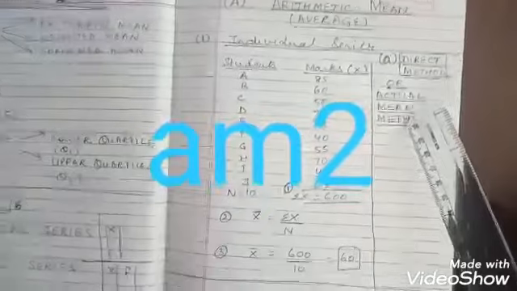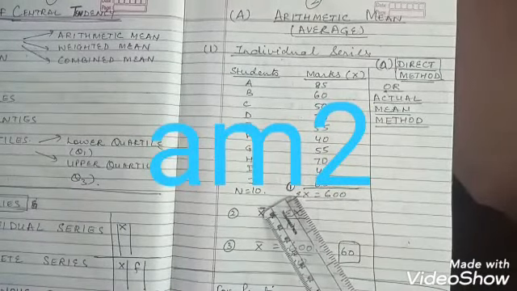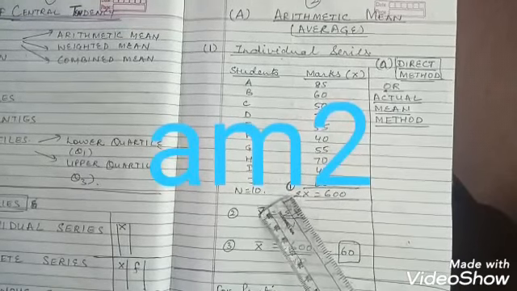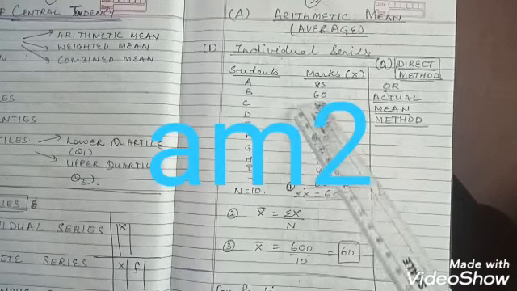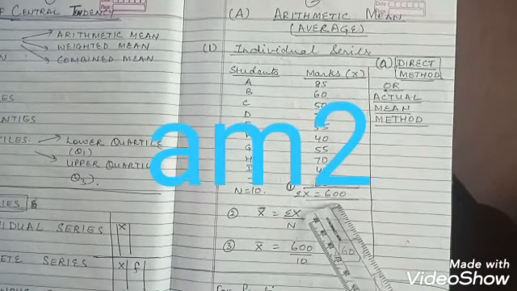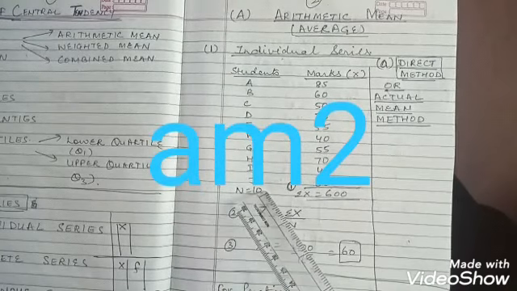Now when we use direct method, the very first step, children, I have numbered. These numberings are the steps. Mind you very carefully. You have to make a note of this in the same manner. The very first step is you will find a total of X. Sigma X कहते हैं उसे, 600. And you have to find out the number of items. N is the number of items.